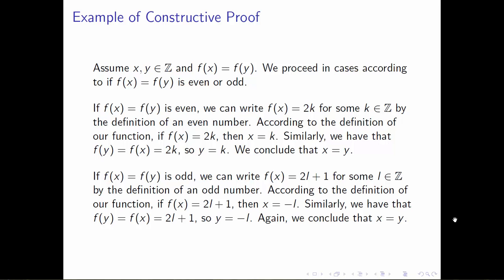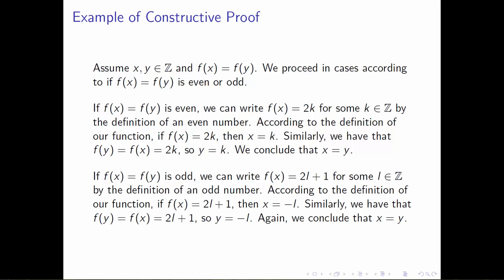Similarly, we can apply this reasoning to f of y. Remember that f of y is equal to f of x, and we've written f of x as 2l plus 1. So f of y is 2l plus 1. And we again look at the definition of our function to conclude that y is equal to -l. Lastly, using this transitivity of equality, x is -l, so is y. x and y must be equal, and we've shown that if f of x and f of y are odd, then x is equal to y.